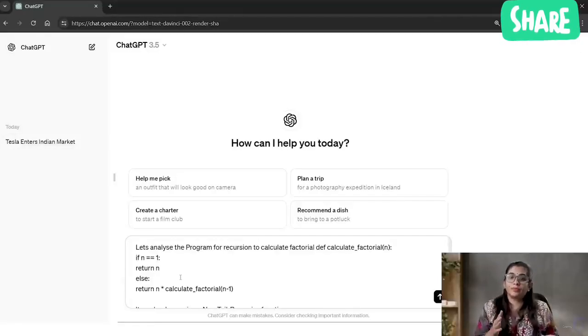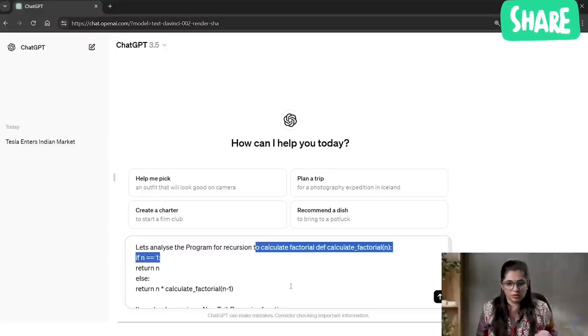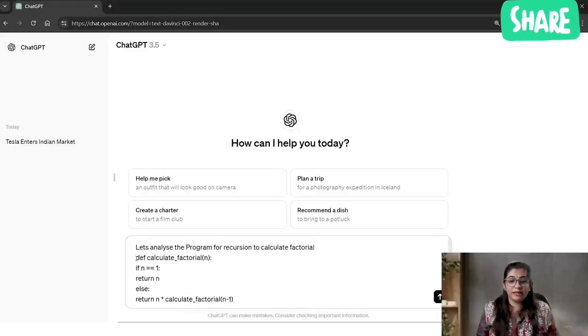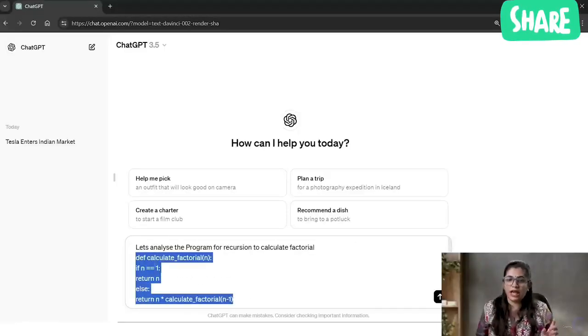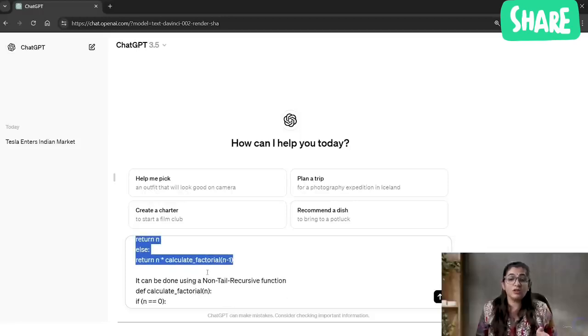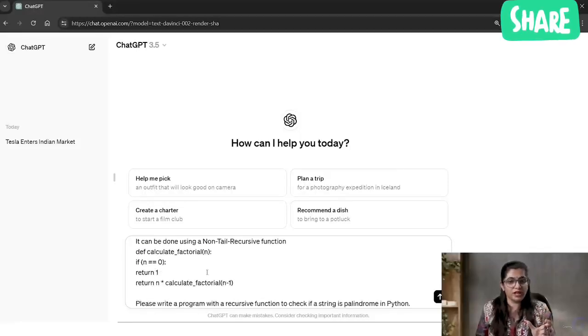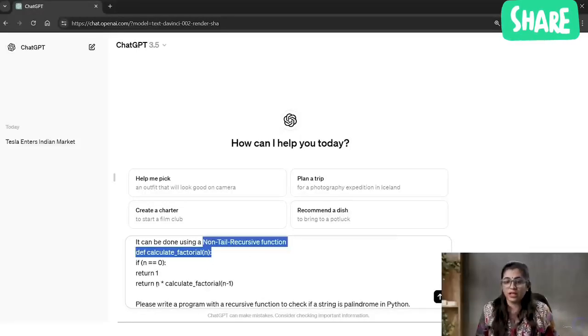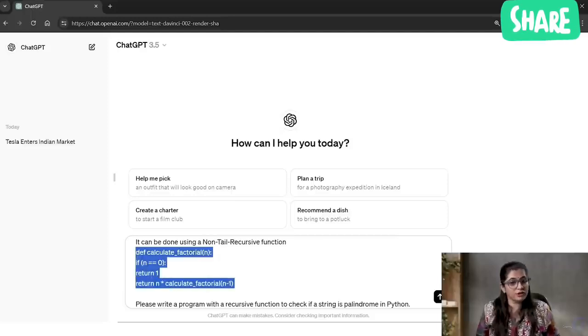Now let's do an example on code generation, which mostly people from the tech domain or data domain will use ChatGPT for. So the prompt has a Python recursion code for calculating factorial, where we are defining a method to calculate factorial: if n is equal to 1, return n, else return n times calculate factorial. We are doing it recursively. Now, the same factorial calculation we have done with a non-tail recursive function.